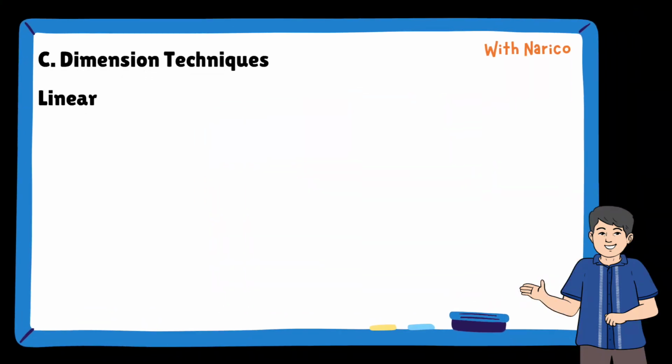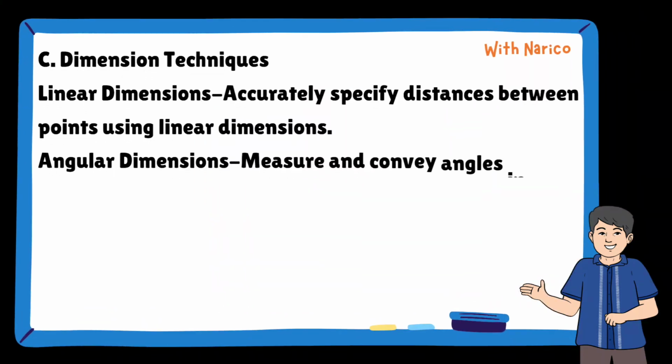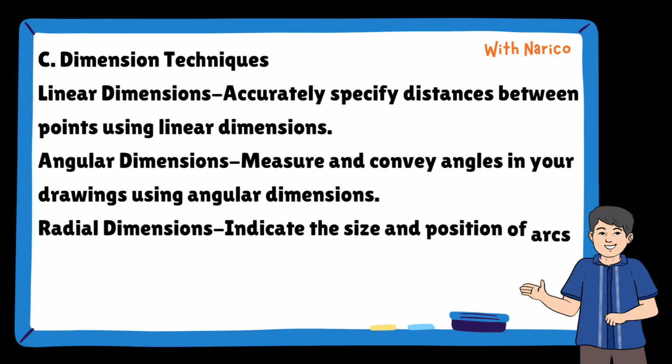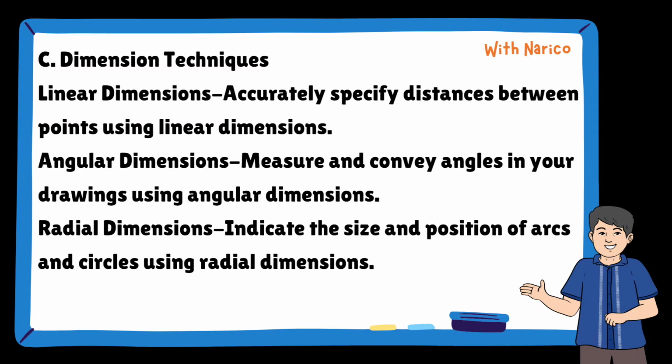C. Dimension techniques. 1. Linear dimensions: accurately specify distances between points using linear dimensions. 2. Angular dimensions: measure and convey angles in your drawings using angular dimensions. 3. Radial dimensions: indicate the size and position of arcs and circles using radial dimensions.